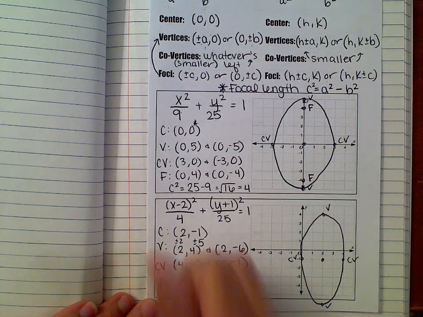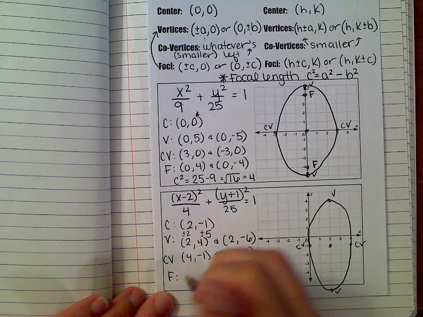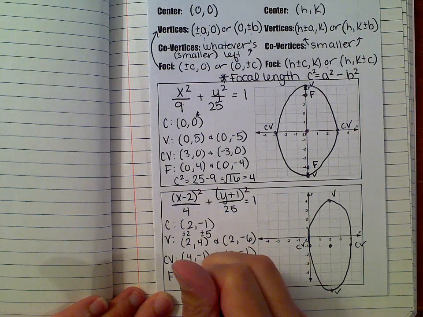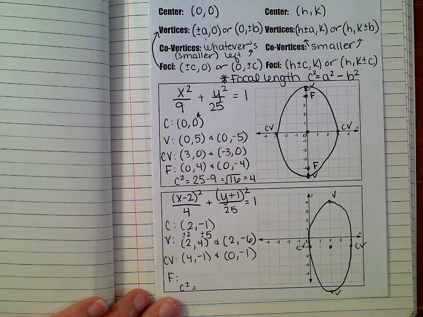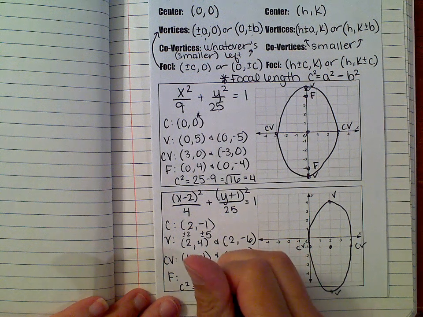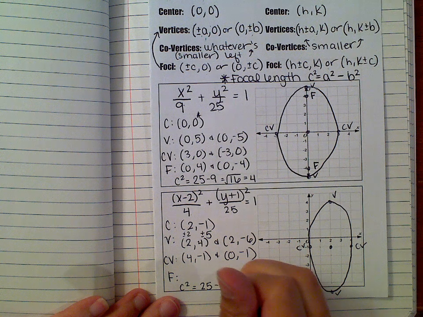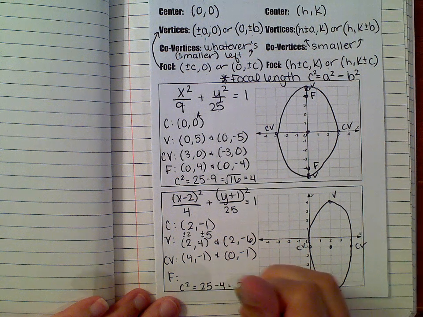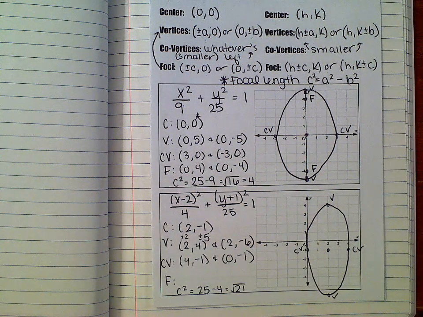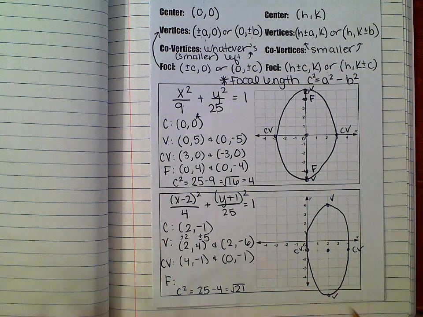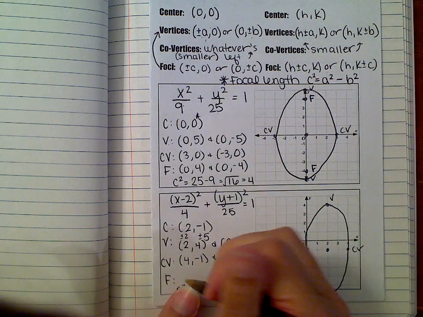Okay, so then our foci, we are going to find that focal length by doing that c squared, and again, always subtracting to get a positive number, because we don't want to square root things that are not positive. So 25 minus 4 is going to be 21 square rooted, which is not the prettiest of numbers, but that's okay, we can approximate it.